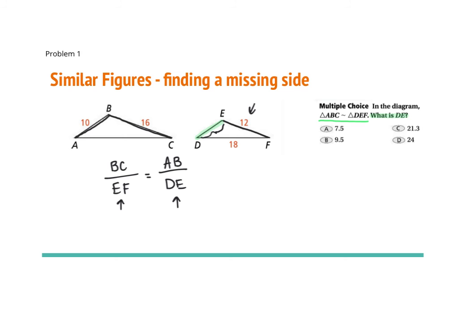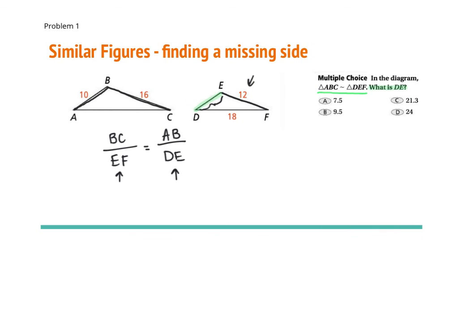So now all we do is plug in. BC was 16, the distance between point B and point C. The distance between E and F is 12. And that's going to be equal to the distance between A and B, which is 10, over DE. That's what we're trying to find. So DE we're going to treat as its own variable, like X. All right. Now we just cross multiply.